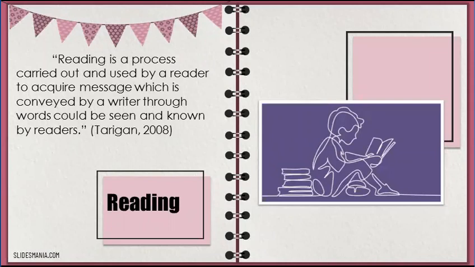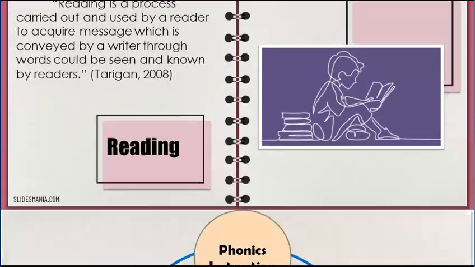According to Tarigan in 2008, reading is a process carried out and used by a reader to acquire a message which is conveyed by a writer through words that can be seen and known by readers. In short, reading is an activity to get meaning from printed words or symbols and how this ability is used to recognize, understand, and interpret words. So, reading is one strand of literacy. So, the reading process is complex and multidimensional.